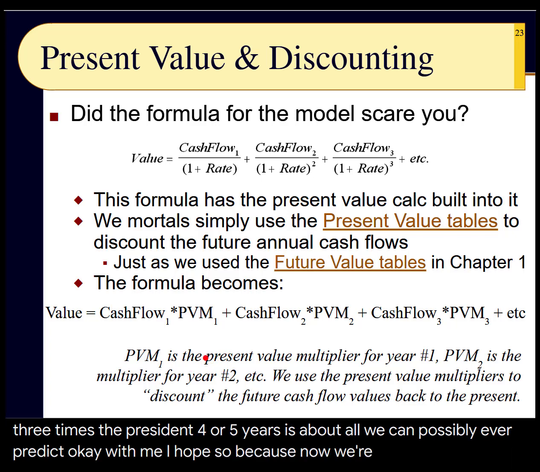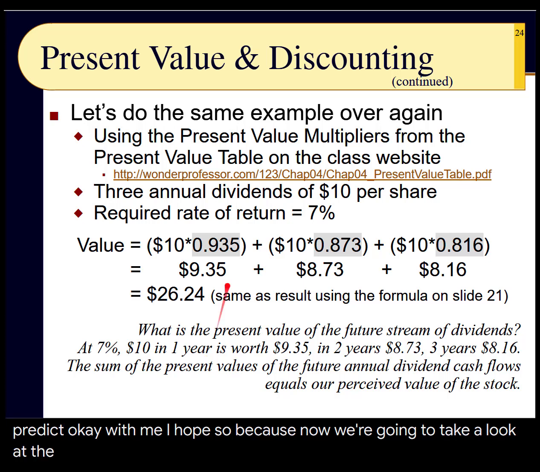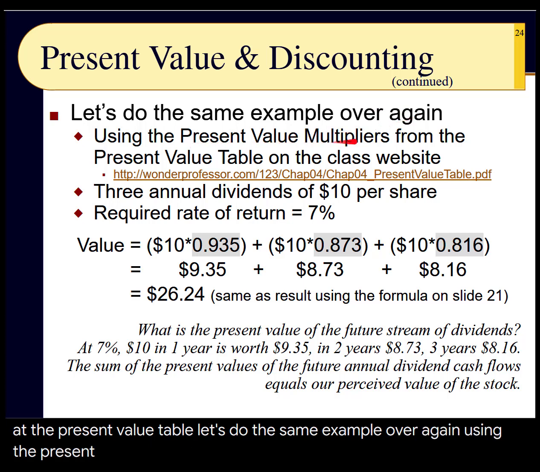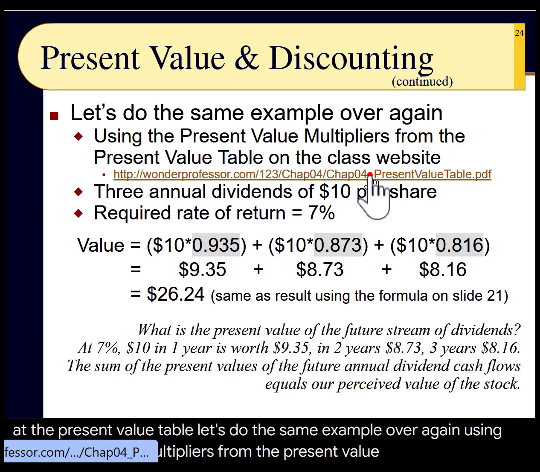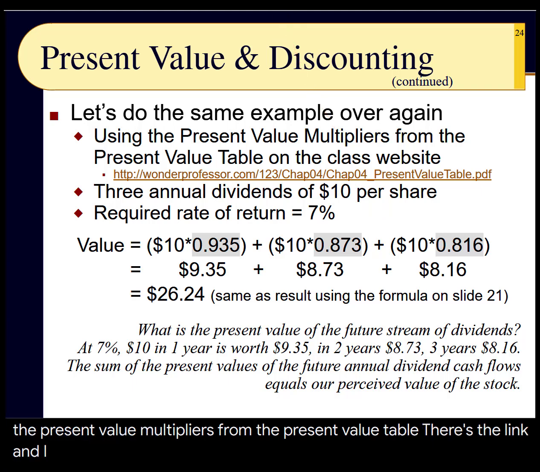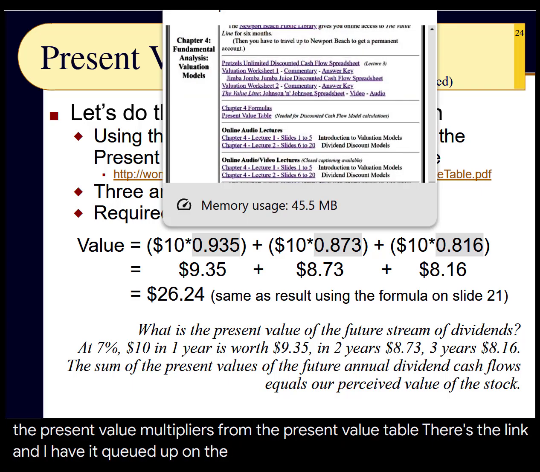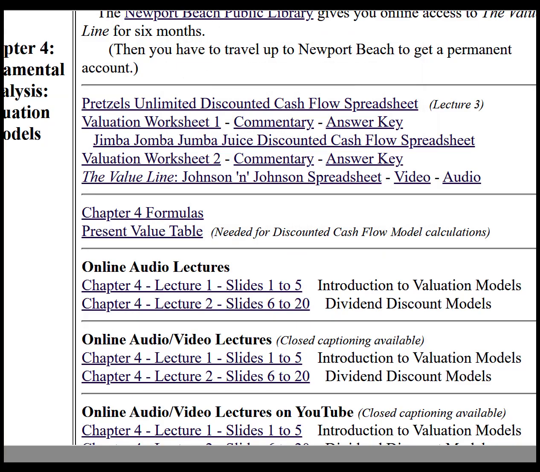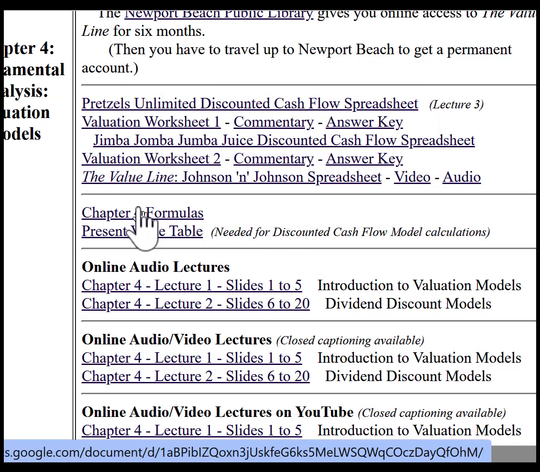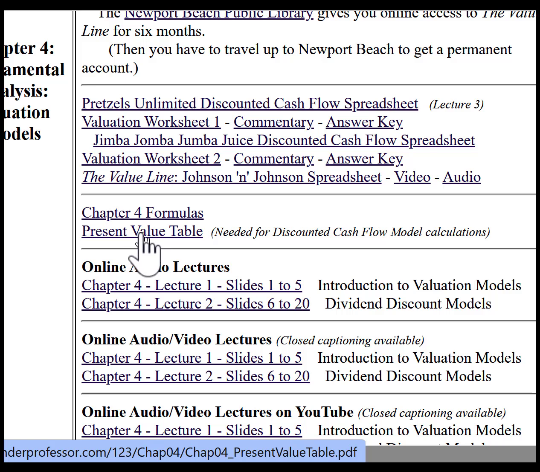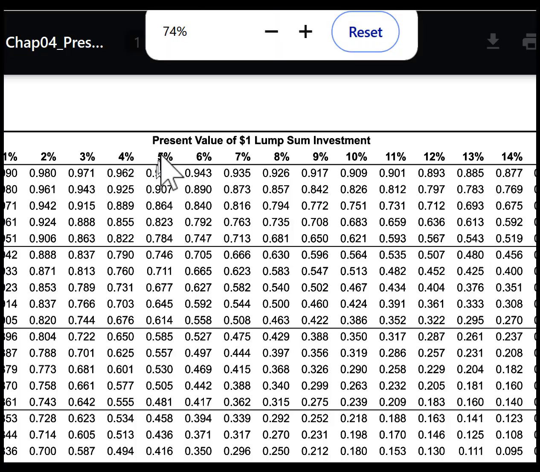Because now we're going to take a look at the present value table. Let's do the same example over again using the present value multipliers from the present value table. There's the link, and I have it queued up on the website here. There are the formulas. You want to print those out to have them in your hot little hand. And on the other side of the page, we put the present value table because that's very important. Here's the present value table.